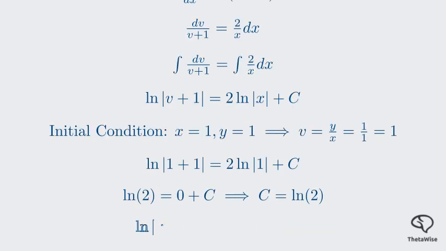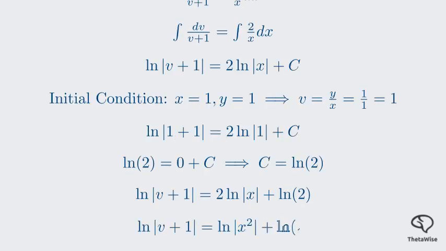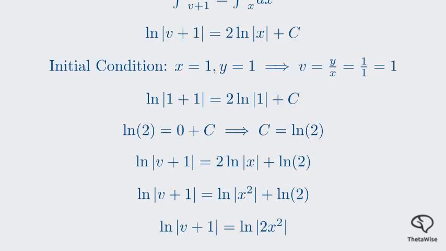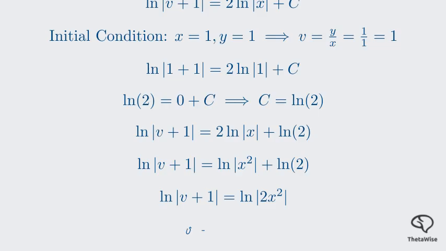Now we can write our particular solution in terms of v. We have ln|v+1| equals 2 ln|x| plus ln 2. Using logarithm rules, we can combine the terms on the right. 2 ln x is ln x squared, and adding ln 2 gives ln 2x squared. So ln|v+1| equals ln 2x squared. Since the logarithms are equal, their arguments must be equal.